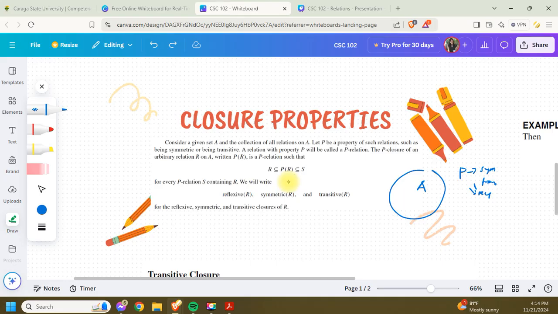P will be called P relation such that P closure, the P closure of an arbitrary. Sige. Ay, naku na. Unsa na niya? Ikapoy na po siya sa iyang live.